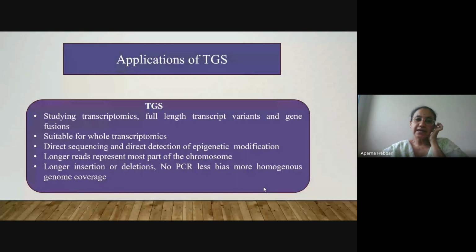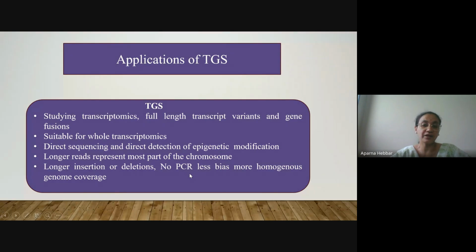Continuing, it is helpful to study transcriptomics, because full-length transcript variants and gene fusions can be studied by TGS, where NGS can miss them. NGS may miss some transcriptomic features because of splicing and alternative splicing. Its smaller read length is not able to give a whole transcript, but this can be overcome by TGS. It is direct sequencing with direct detection of epigenetic modification, and the longer reads represent most part of the chromosome. Here longer insertions and longer deletions can be identified.